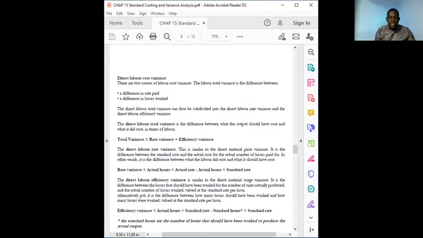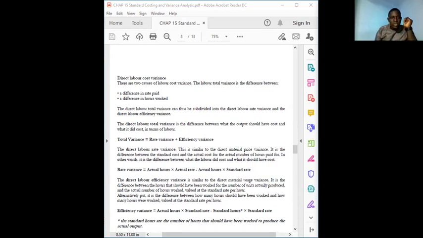So what we are saying here is that the total labor variance is caused by rate variance plus efficiency variance. Okay, good. Now, direct labor rate variance. This is similar to direct material price variance. It is the difference between the standard cost and the actual cost for the actual number of hours paid for. In other words, it is the difference between what labor did cost and what it should have cost.